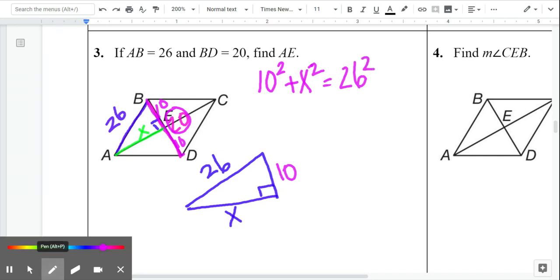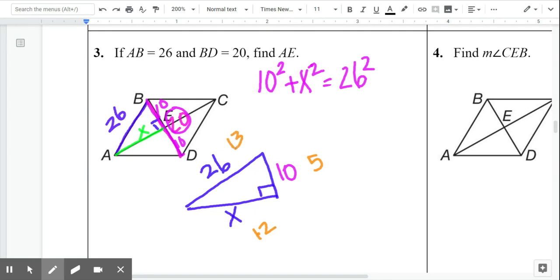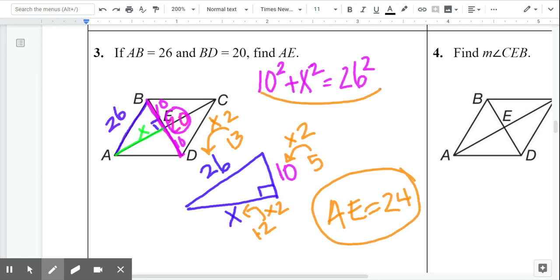You can figure out the answer that way. Or maybe you might recognize that this is a 5, 12, 13 Pythagorean triple. And notice that to get 10, I would multiply by 2. And to get 26, I would multiply by 2. So that works. So therefore, I would take 12 and multiply by 2 to get X. So 12 times 2 is 24. So AE is 24. But you would get the same answer if you just went ahead and did the Pythagorean theorem.